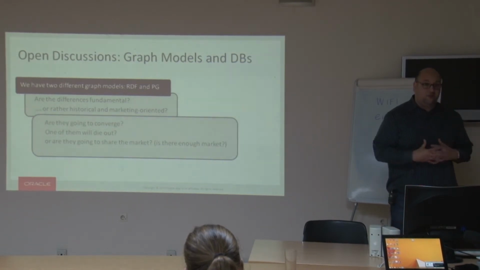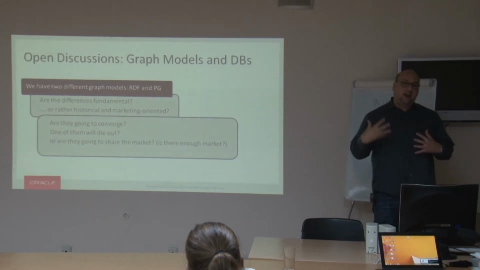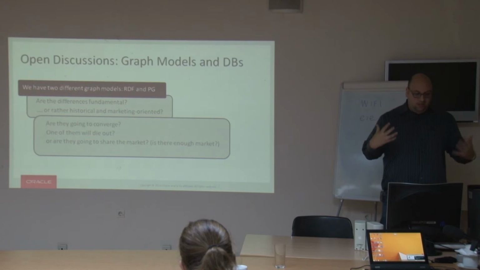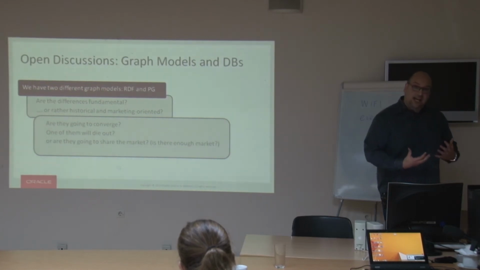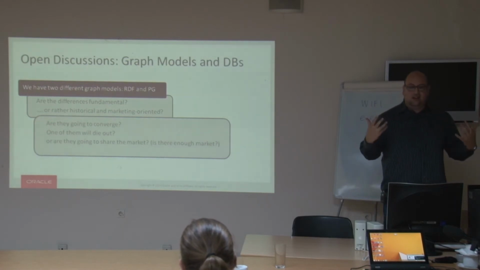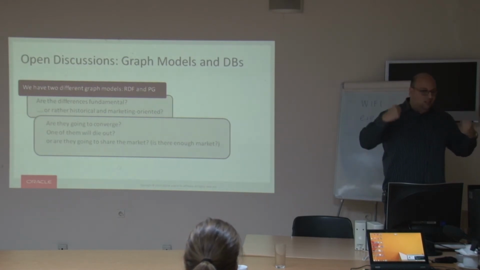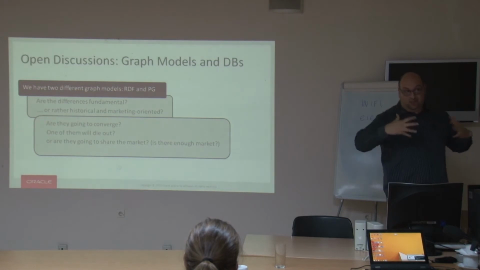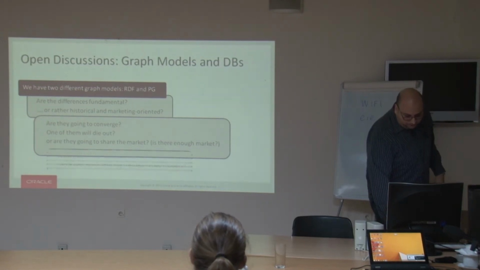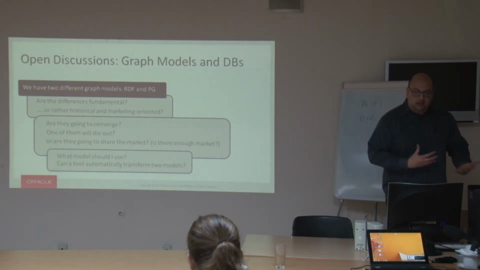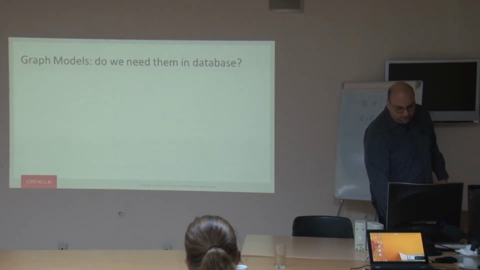Are they going to converge? Do we see convergence here? Is property graph going to steal enough good ideas from RDF that basically people don't have to make another choice? Will one of them die out? Will property graph just be simple enough that people are just going to all use it, and then RDF will die out? Or is RDF already used in enough critical systems that it will be like COBOL? It won't die out, but it will not be the big thing. And so, what model should I use? Can we automatically transform from one model to the other?